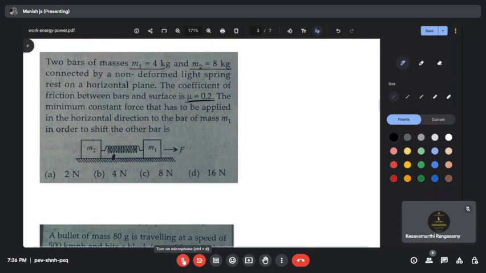Based on the question, now you will have to identify the amount of force that's required to shift the bar. I'll just give you some time to think. I want you guys to brainstorm and tell me how you would approach this question. You can take a minute, analyze, and tell me. So, how are you proceeding? How would you like to solve this question?